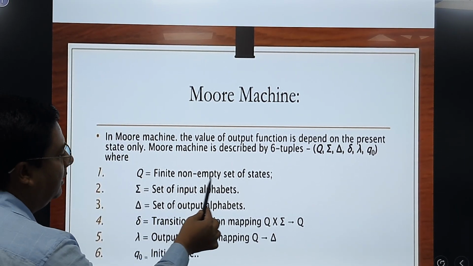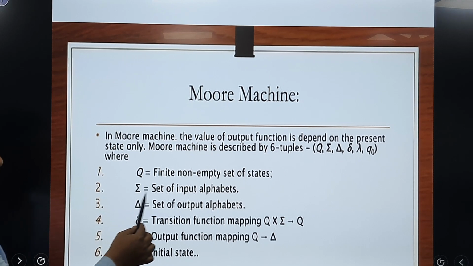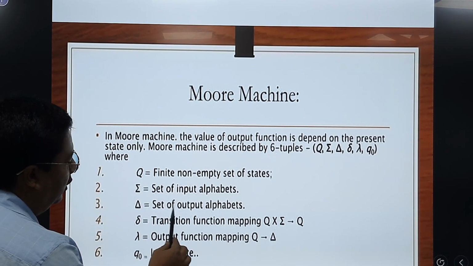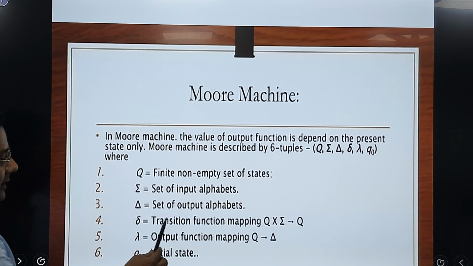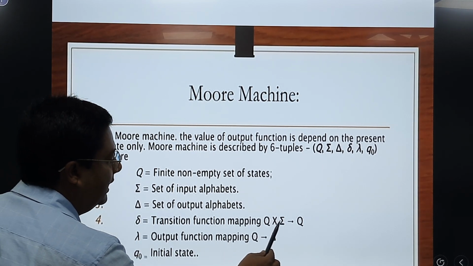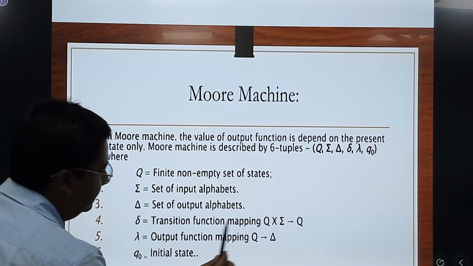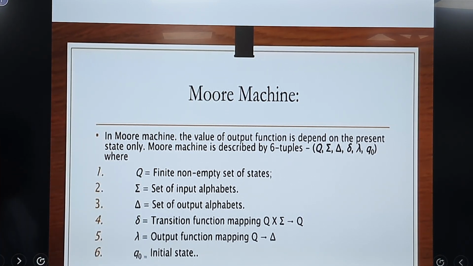Q is equal to a finite non-empty set of states. Sigma is equal to the set of input alphabets. Triangle is a set of output alphabets. Delta is a transition function mapping Q multiplied by sigma to Q. Lambda is equal to the output function and Q0 is the initial state.